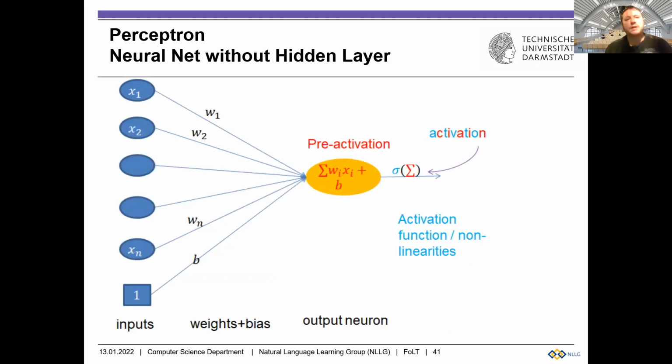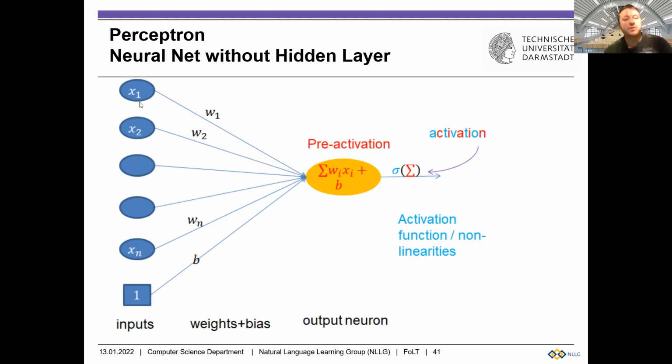Now, one of the first neural networks was this one here. It's also called the Perceptron. The basic idea is it is a network that doesn't have any hidden layer. And I'll show you in a second what a hidden layer means. But how does it actually work?